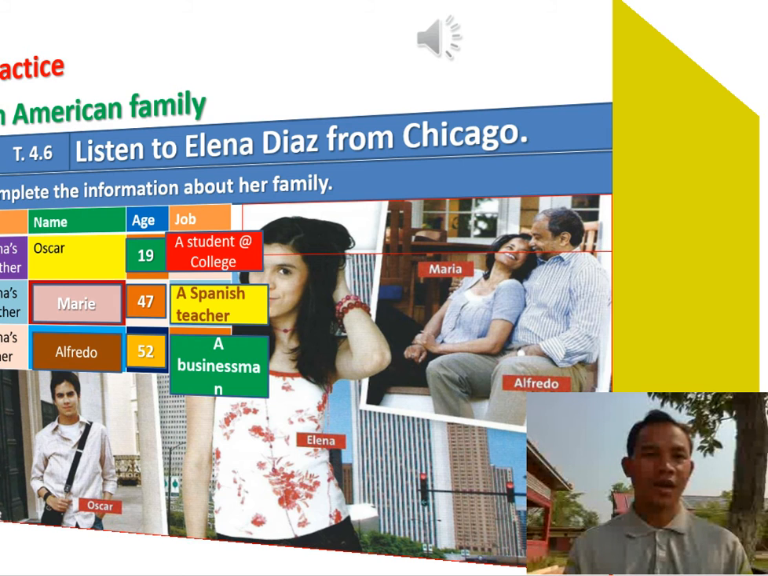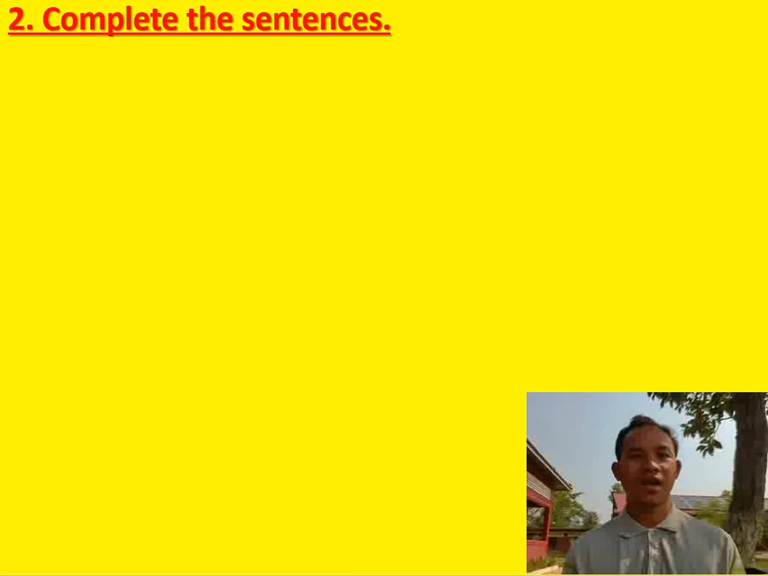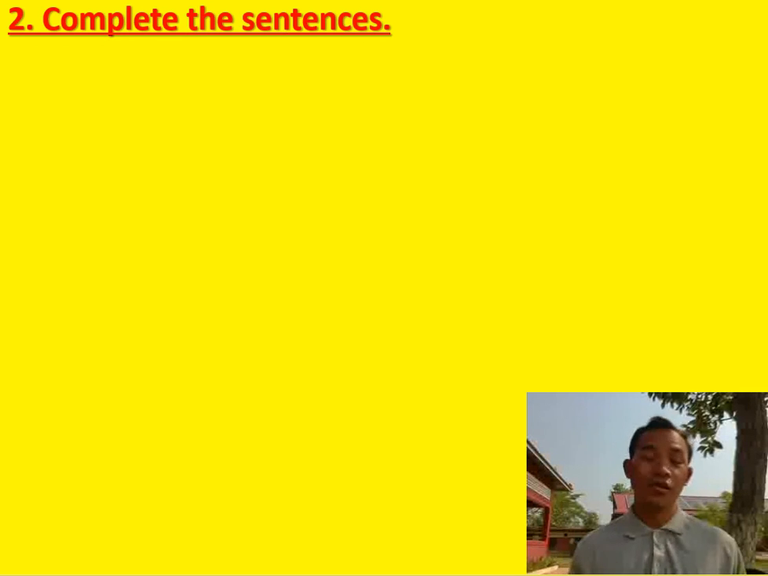So let me come to this one, number 2, complete the sentences. So in here, it means that they want you guys to complete about her family again, but I think you already studied at that point at the moment, so maybe you remember. So let me come to this one.